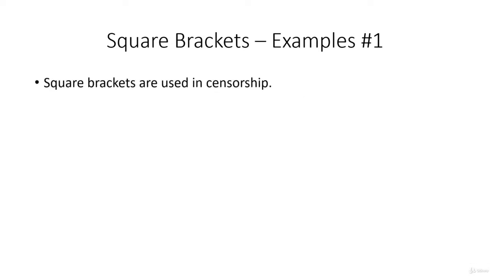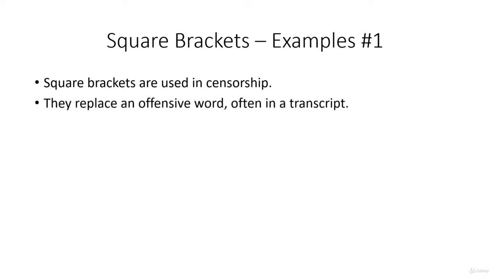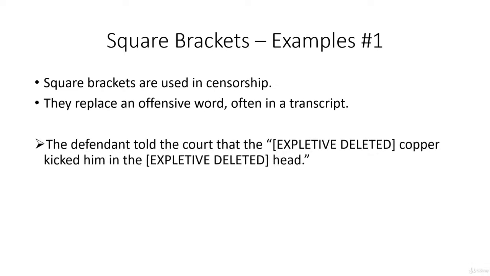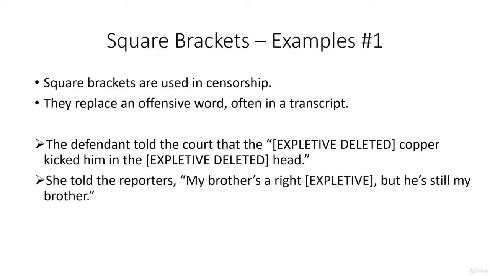So here's how we use square brackets in censorship. They replace an offensive word, and usually in a transcript. The defendant told the court that the copper kicked him in the head. So obviously he used some bad words, and these have been replaced with [expletive deleted], or sometimes they omit the "deleted" and just write [expletive]. That's in the written form. Obviously when we say it, we beep it out. Or she told the reporters, "My brother's a right [expletive], but he's still my brother."